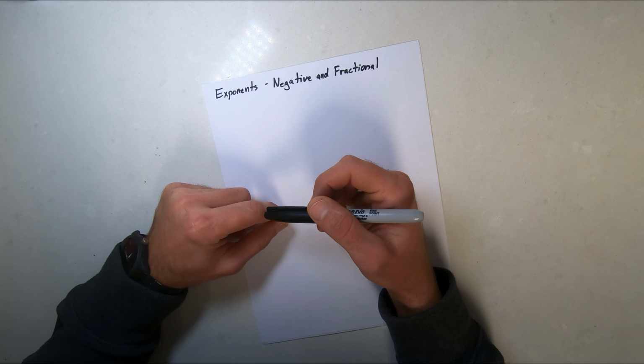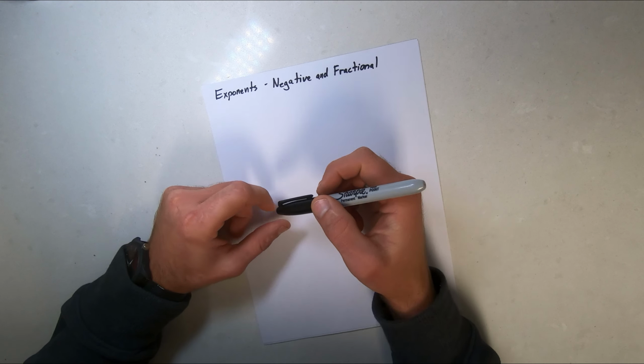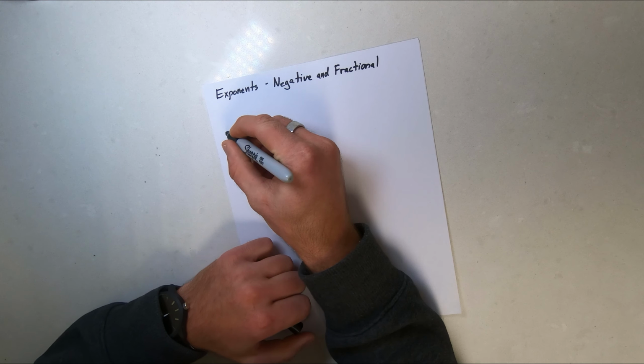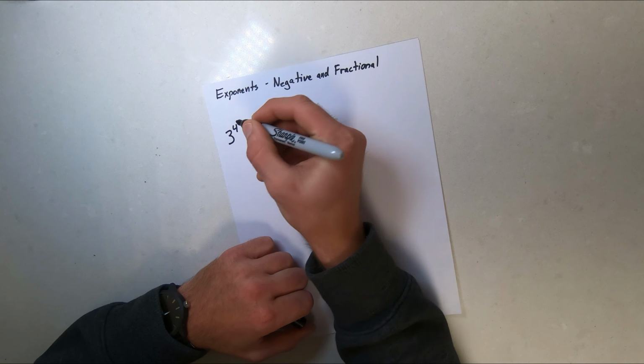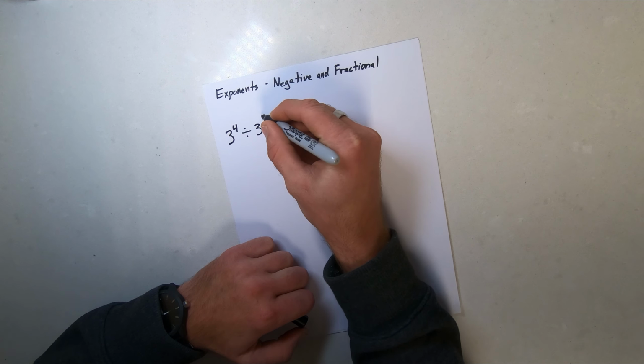So in this video we're going to talk about exponents, more specifically negative and fractional exponents. So let's start with a problem. Let's say we have 3 to the power of 4 divided by 3 to the power of 6.